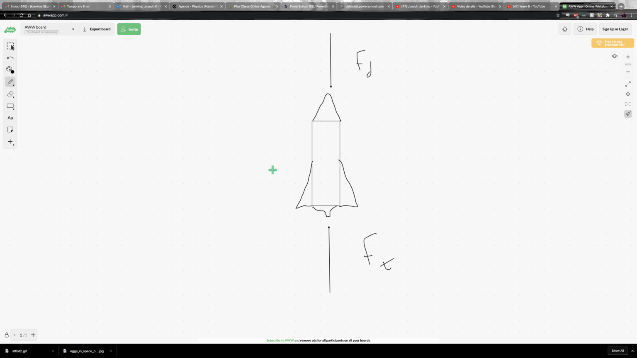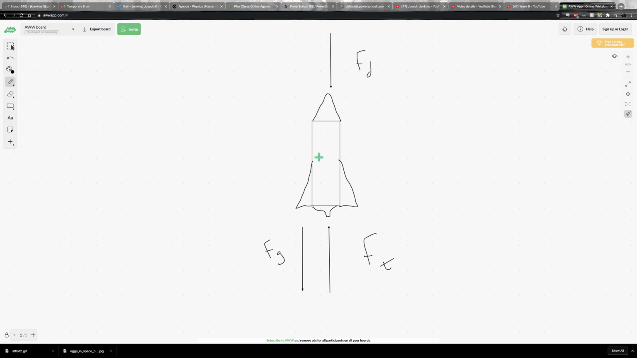But that's not all. There's going to be another force acting on it. And you should already know, Mr. Jenkins, you forgot this force. What is that force? Well, gravity is also going to act on that. F sub g. Force of gravity. So I'm going to get my force of gravity on there. Boom. Like this. F sub g.